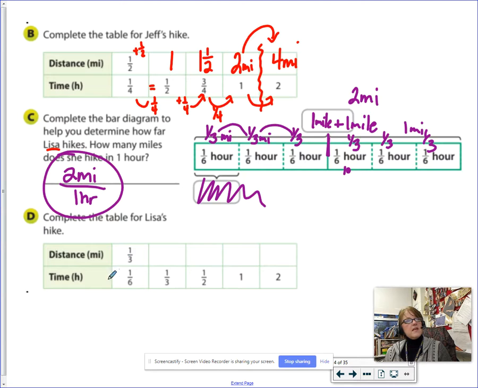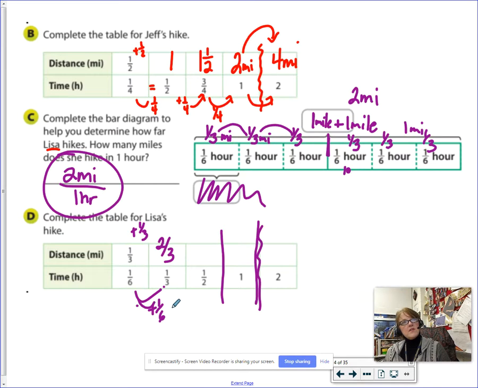It says complete the table here now for her hike. Add a 1/6 hour here, add a 1/3 mile up here. This is 2/3 of a mile. I add a 1/3 of a mile every 1/6 hour. Add another 1/3 of a mile here, and we end up with 1 whole mile.